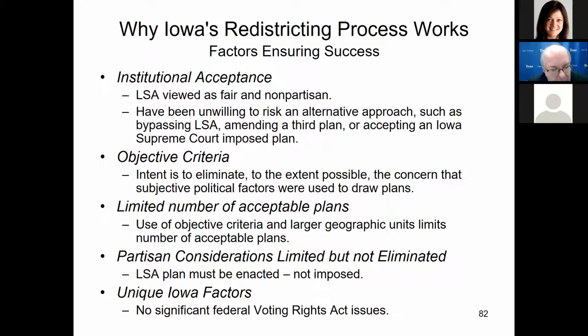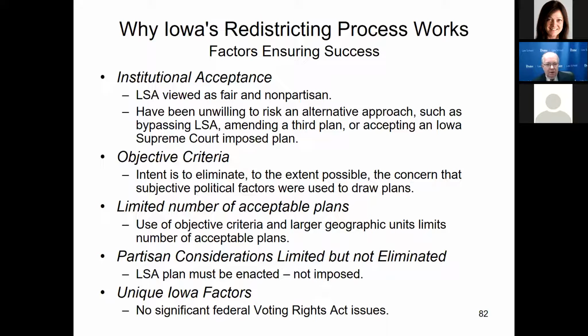especially noted for congressional redistricting, because there are only 99 counties in the state. And redistricting is going to be composed of moving those 99 counties in different ways in order to create acceptable congressional redistricting plans.